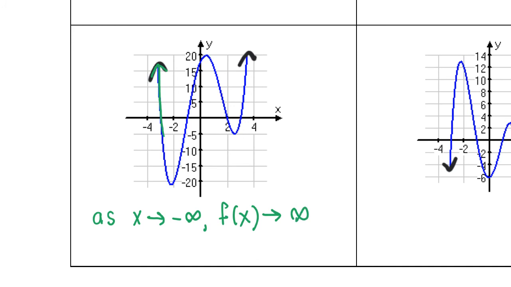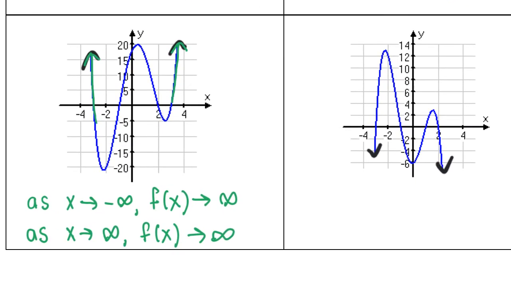Now, let's look at the right side of the graph. As x approaches positive infinity, f of x approaches, and now we have to fill in the blank. So on the right side of the graph, as x gets bigger and bigger, what is happening to our y values? They're getting bigger and bigger again, so we would say it's approaching positive infinity.